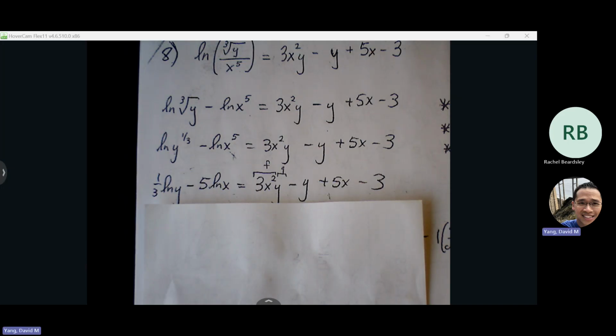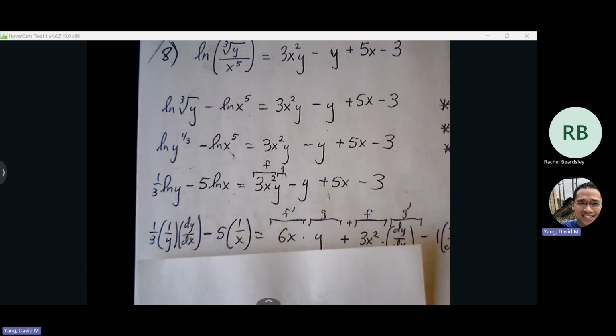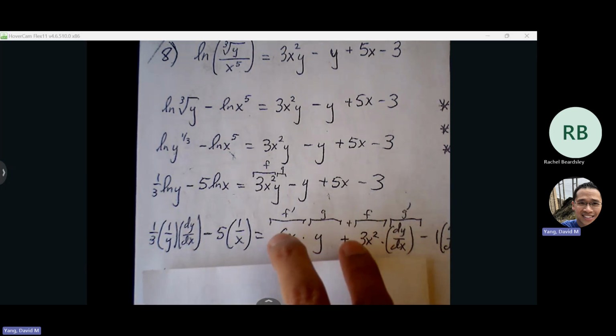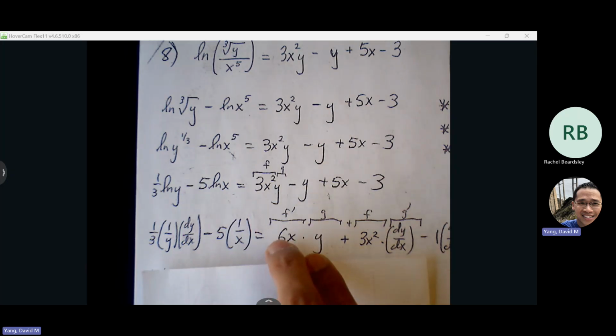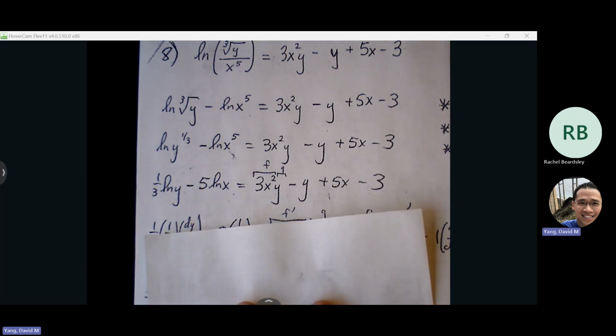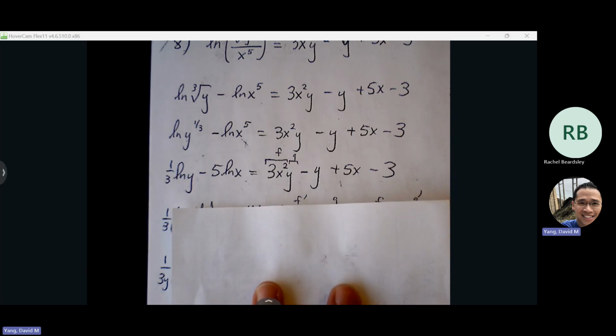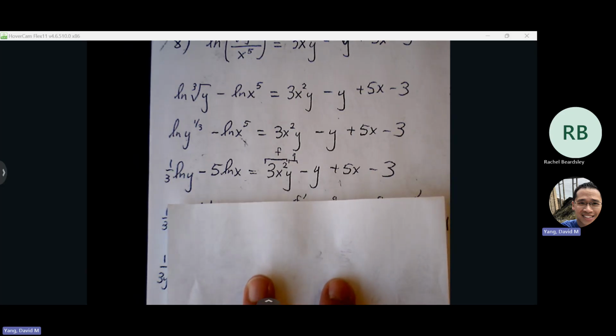Won't you still end up with an xy? Because the derivative of 3x squared is 6x times y. Well, it's product rule, right? Yeah. So there's more to it than that. We do have 6x and y show up, but there's more to it, right? So we can't just stop there. Okay. Any other questions before we do our derivative process?